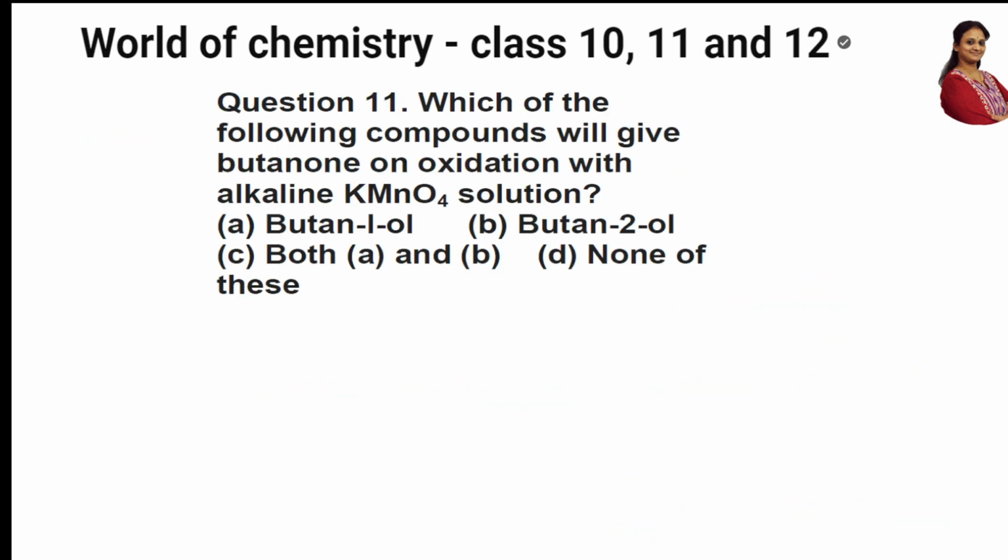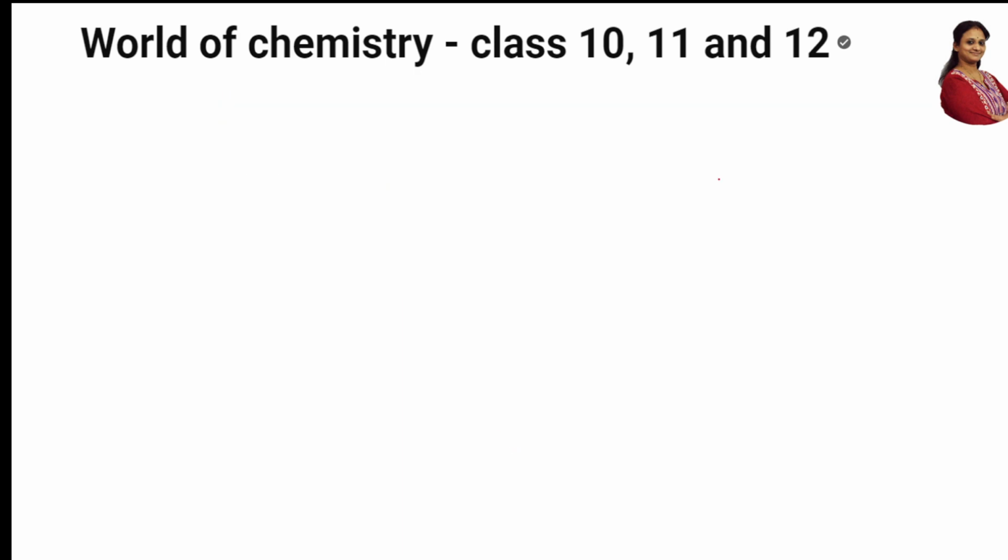Which of the following compounds will give butanone on oxidation with alkaline KMnO4? Okay, which of the following compounds will give butanone? Okay, butanone. So they're asking me with KMnO4. What is KMnO4? It is nothing but an oxidizing agent, but they gave me alkaline. What should I do? Oxidation only. They've given me oxidation, so what is there to get confused? So first of all, let us write the reaction. Butanone.